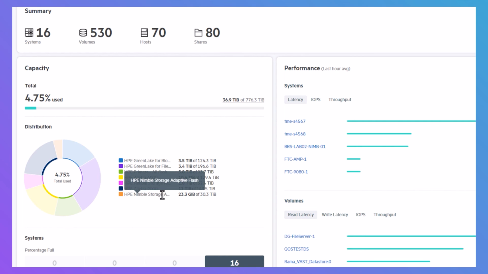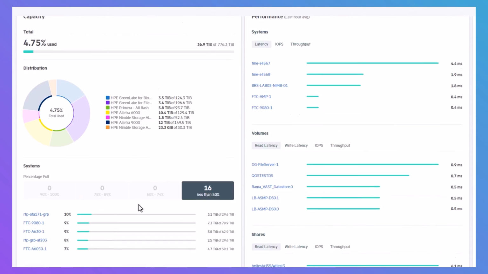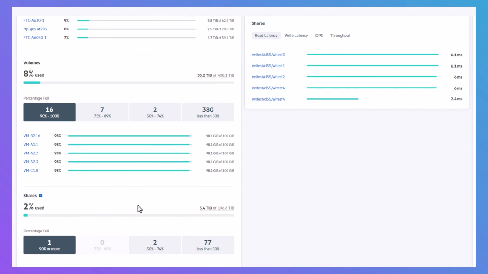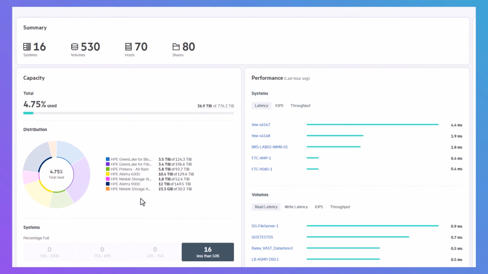And when file systems are being managed, you can see the performance and capacity of the file shares and the block volumes. HPE GreenLake gives you a single interface that can manage many storage types so that you'll have a unified experience across your entire environment, no matter what model of storage you own.